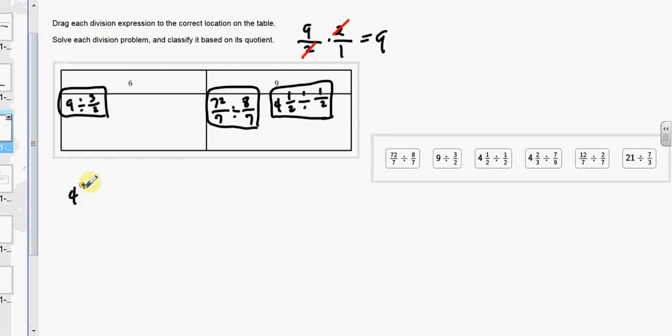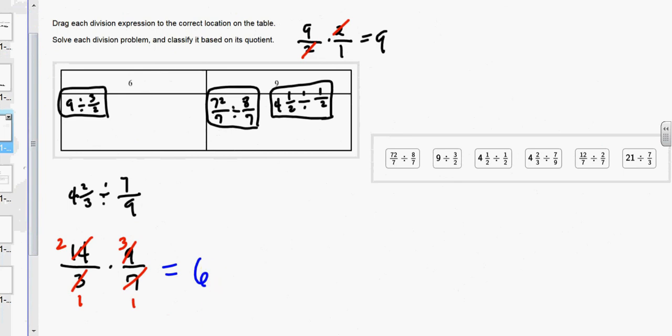So now 4 2/3 divided by 7 over 9. So convert the mixed number to an improper fraction. 4 times 3 is 12, plus 2 is 14 over 3. This becomes times 9 over 7, right? Division converted to multiplication, we flip the second fraction. So now we do our canceling out. 7 goes into 7 one time, 7 goes into 14 two times, 3 goes into 3 once, 3 goes into 9 3 times. So we have left 2 times 3 is 6. So this guy goes in the box over here with the 6. So that was 4 2/3 divided by 7 over 9.